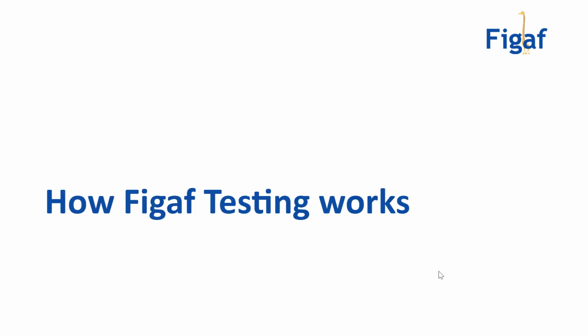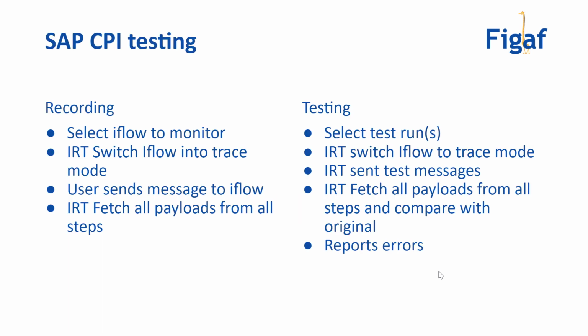First off, how does the Figaf solution work with regards to testing CPI? We have 2 flows. One is a recording flow, which is how we record messages, and the basic principle is that you select an iflow you want to monitor. Then you switch in the Figaf tool, and the Figaf tool will switch this monitor into trace mode. You can then send messages through this interface, and once you have processed it, the Figaf tool can download all the different payloads from this, and then we have a test case.